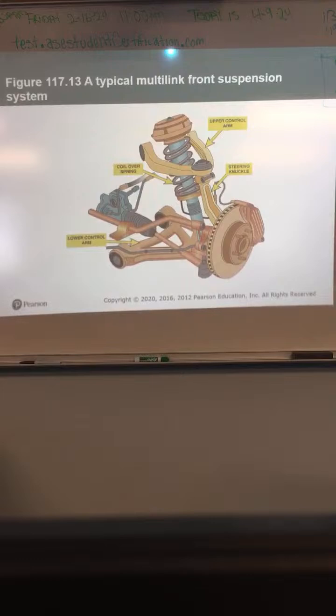Multi-link front suspension. Lower control arm, upper control arm, coilover spring, steering knuckle, obviously you're going to have to have a steering knuckle.